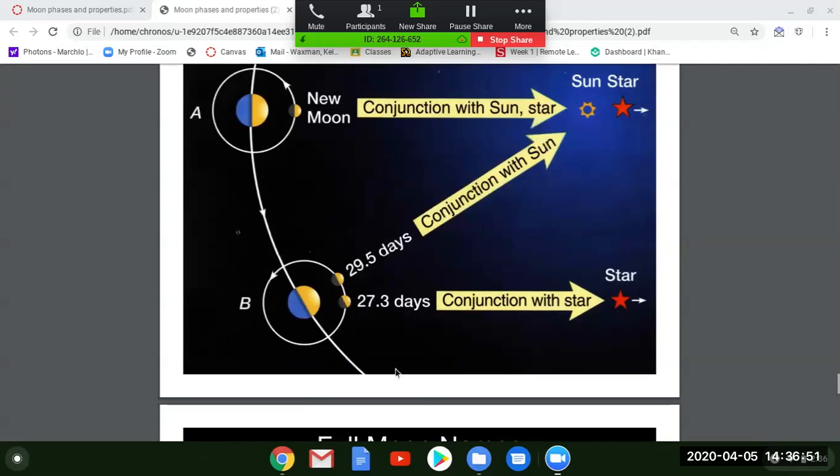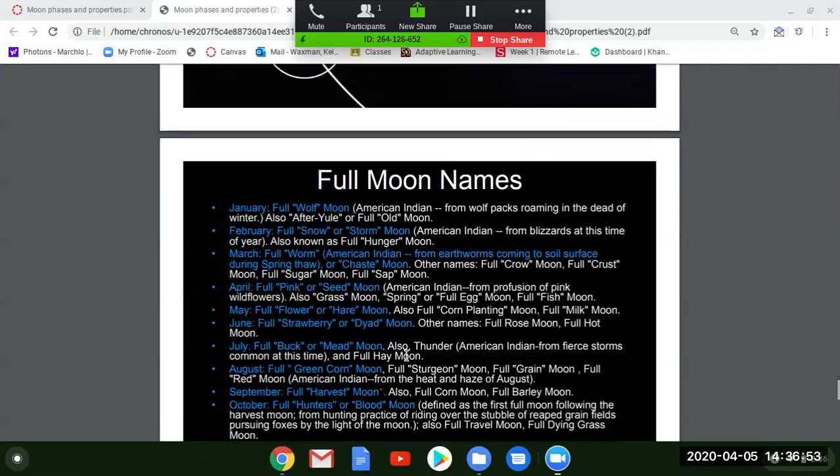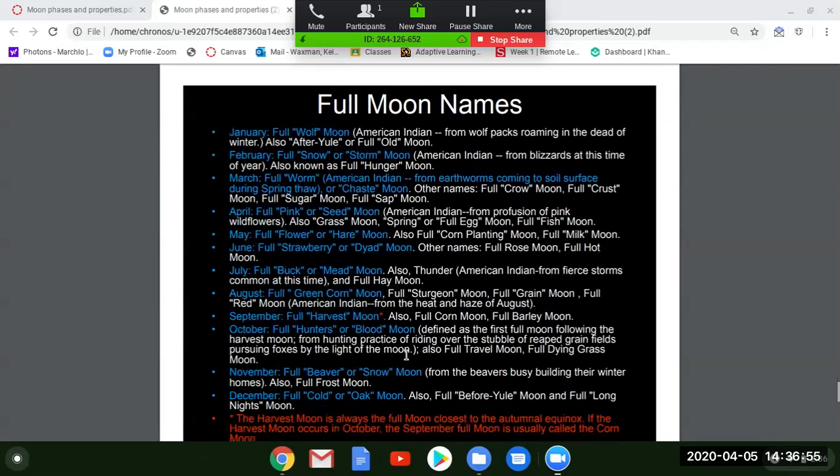Now, don't write this down. Full moon names. There are some good names here, and a lot of this is good stuff, but I never have anybody write this whole thing down. You don't have to know it. But you've heard of moon names like the harvest moon, September, the full harvest moon. So every time there's a full moon, every month.